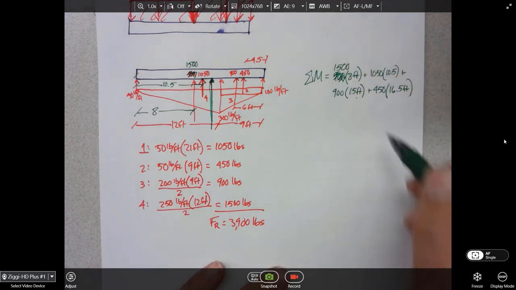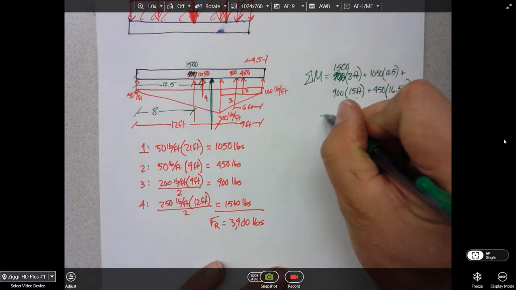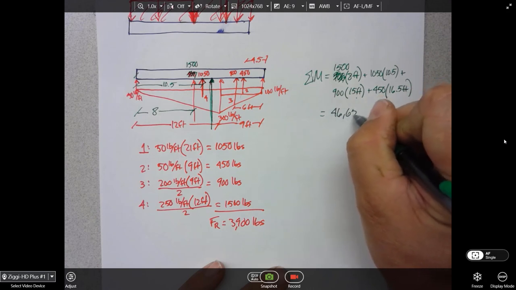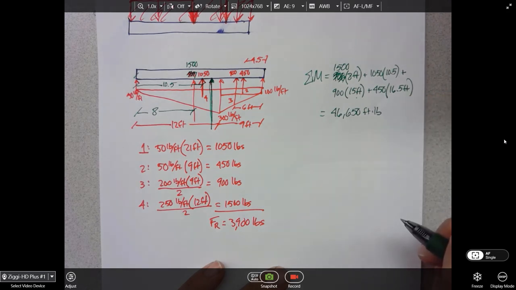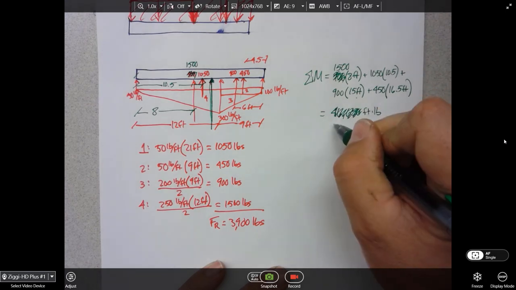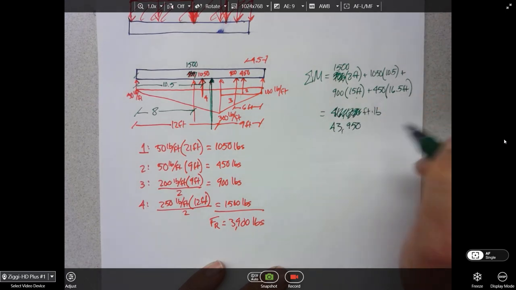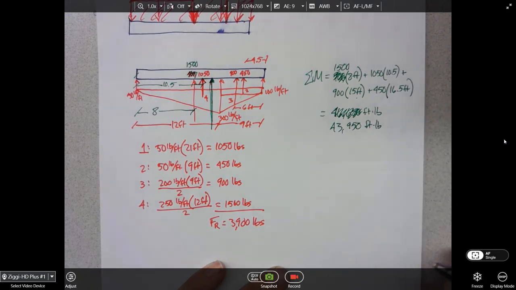Did anyone do this calculation and come up with a number? 46,650 foot-pounds. Anyone else get that? 43,950. Anyone else get that? Oh, man. We're getting more answers the more people we ask. 43,950? So 43,950 has the majority. Unfortunately, engineering is not a democracy. I wonder what type of ocracy it is. I did it with both mine and yours, and it's 43,950.